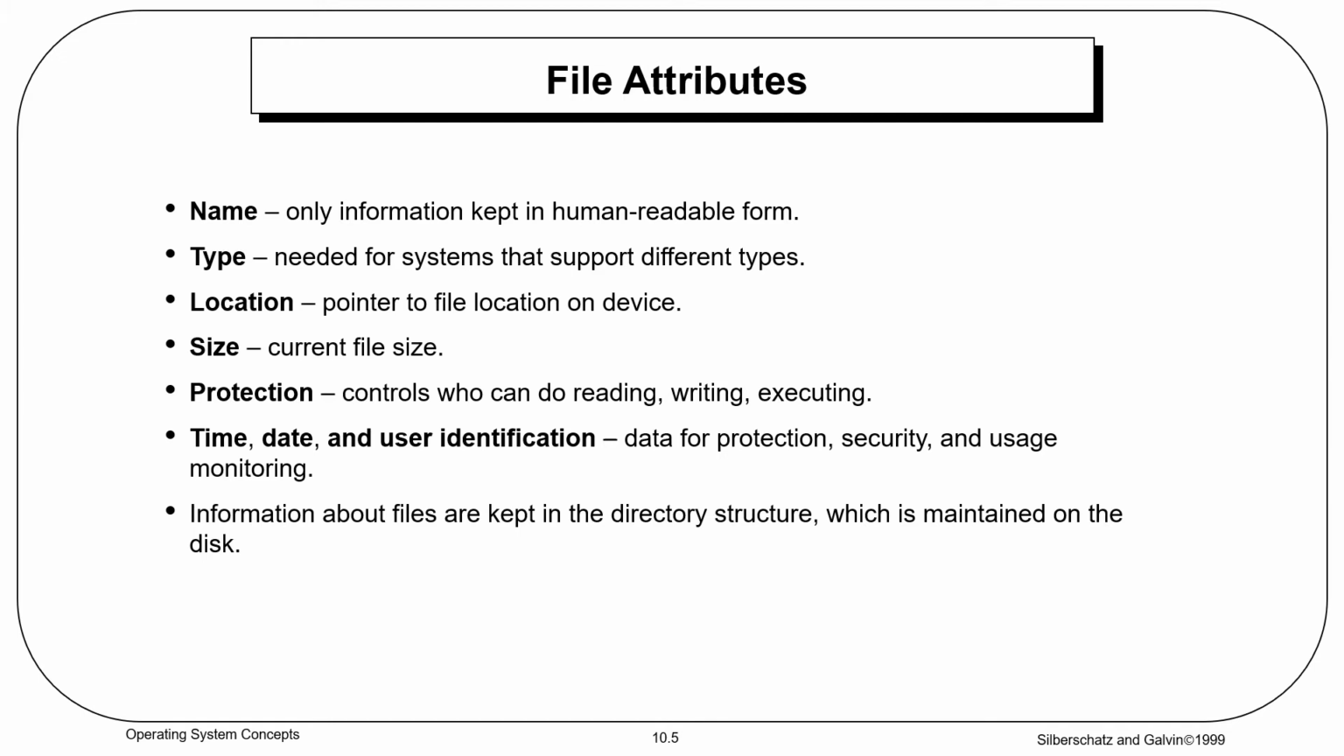Identifier. This unique tag, usually a number, identifies the file within the file system. It is the non-human readable name of the file. Next one, type. This information is needed for systems that support different types of files. Location. This information is a pointer to a device and to the location of the file on that device, where this file is located in the device.